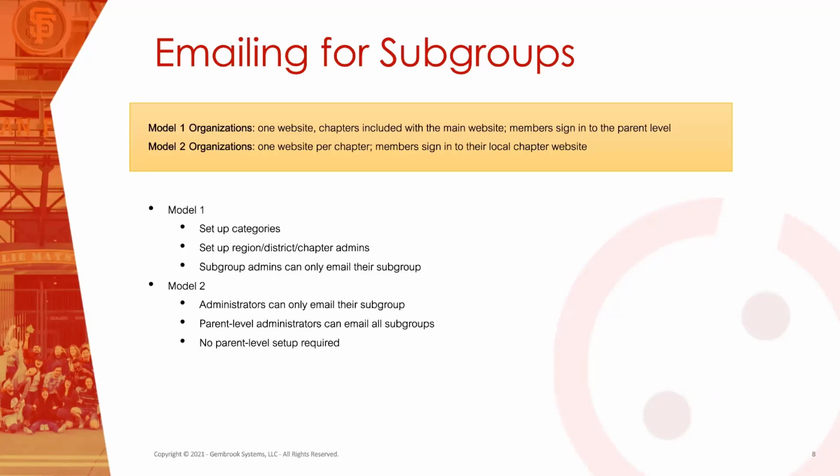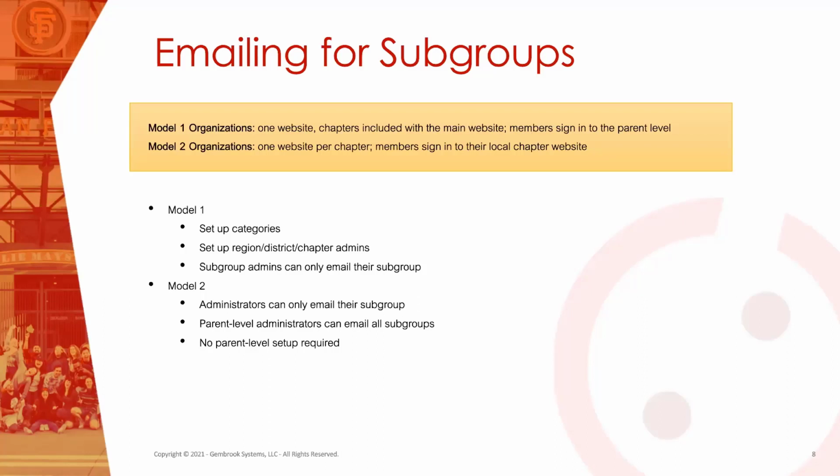In addition to that, we have Model 2 organizations. Model 2 organizations are where everyone has their own website. All of your chapters have their own website, and the parent level has its own website as well. Members in the case of Model 2 organizations will also sign into the local chapter website in order to manage their membership, participate in forums, register for events, and things like that.